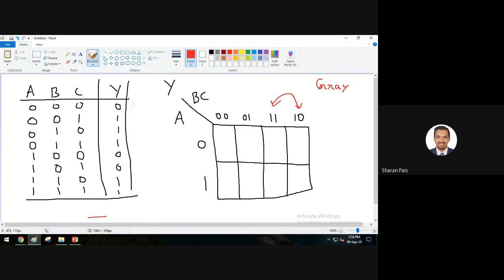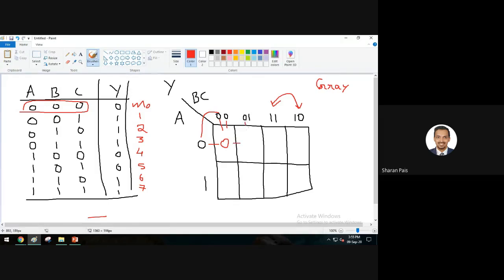So I'll write this as M0, then 1, 2, 3, 4, 5, 6, 7. So 0 to 7, 8 values. Then see here. First you check this side, then you go for these values. So A is 0, B is 0, C is 0. So 0, 0, 0, this value. What is the output? 0. Right. Fine. Go for the next one.